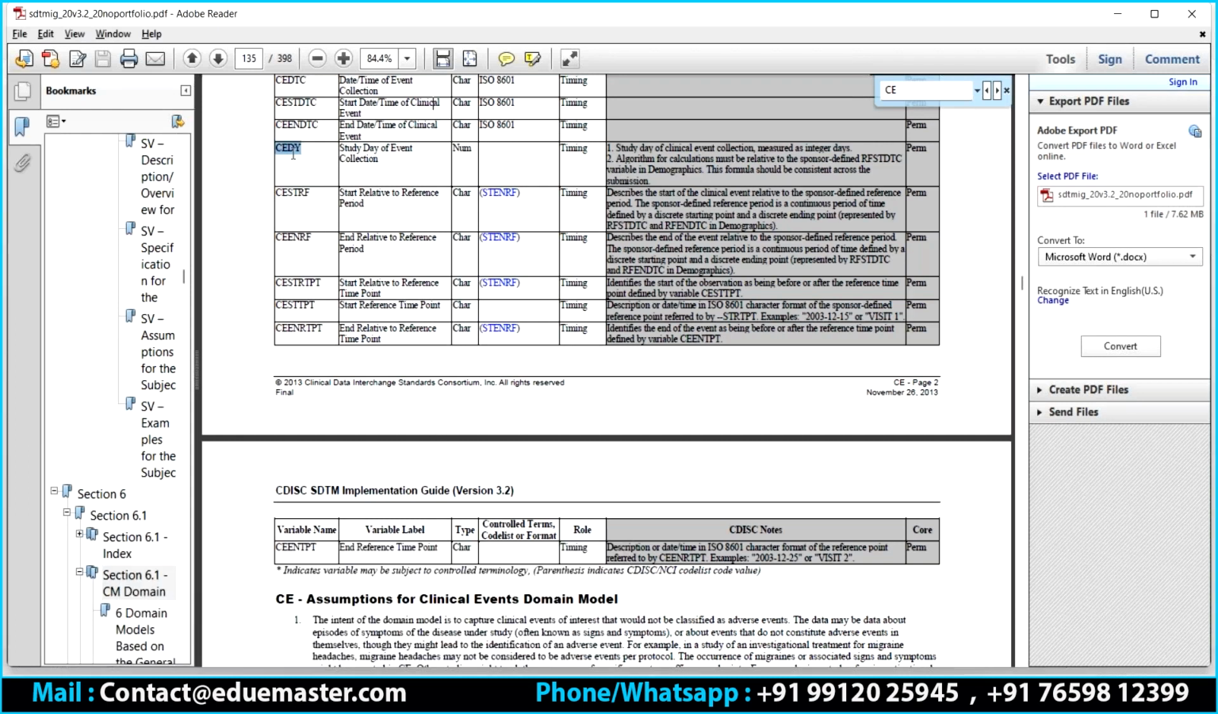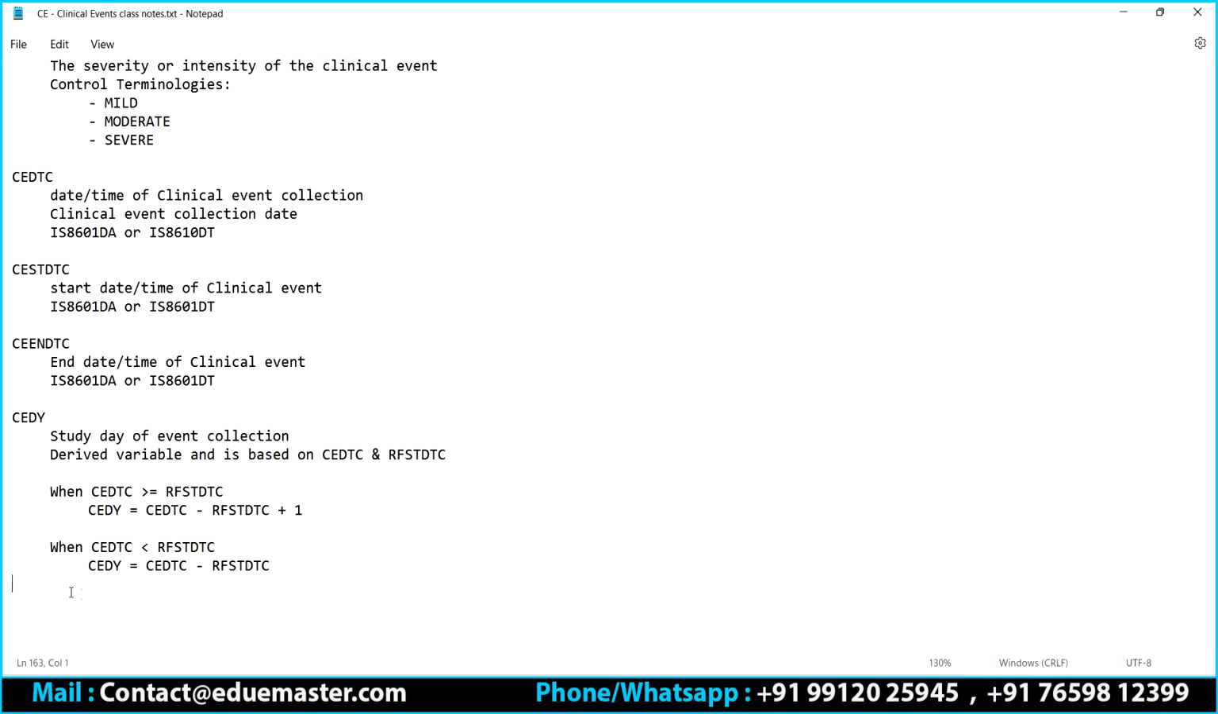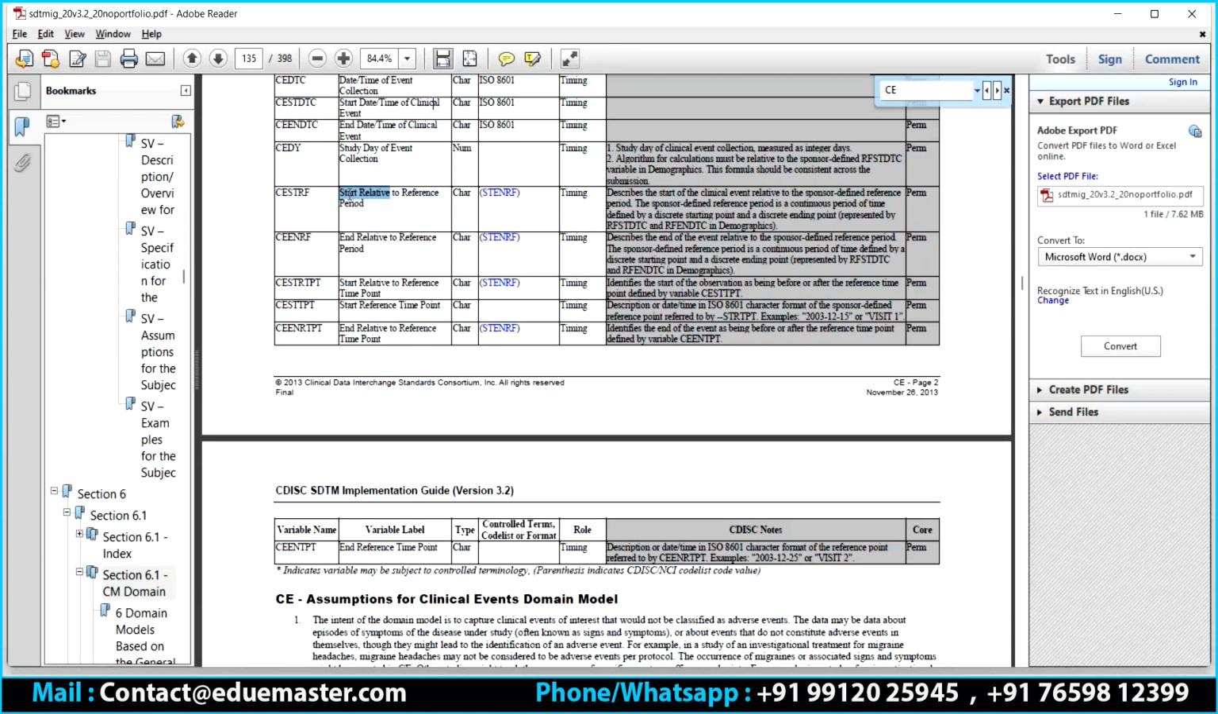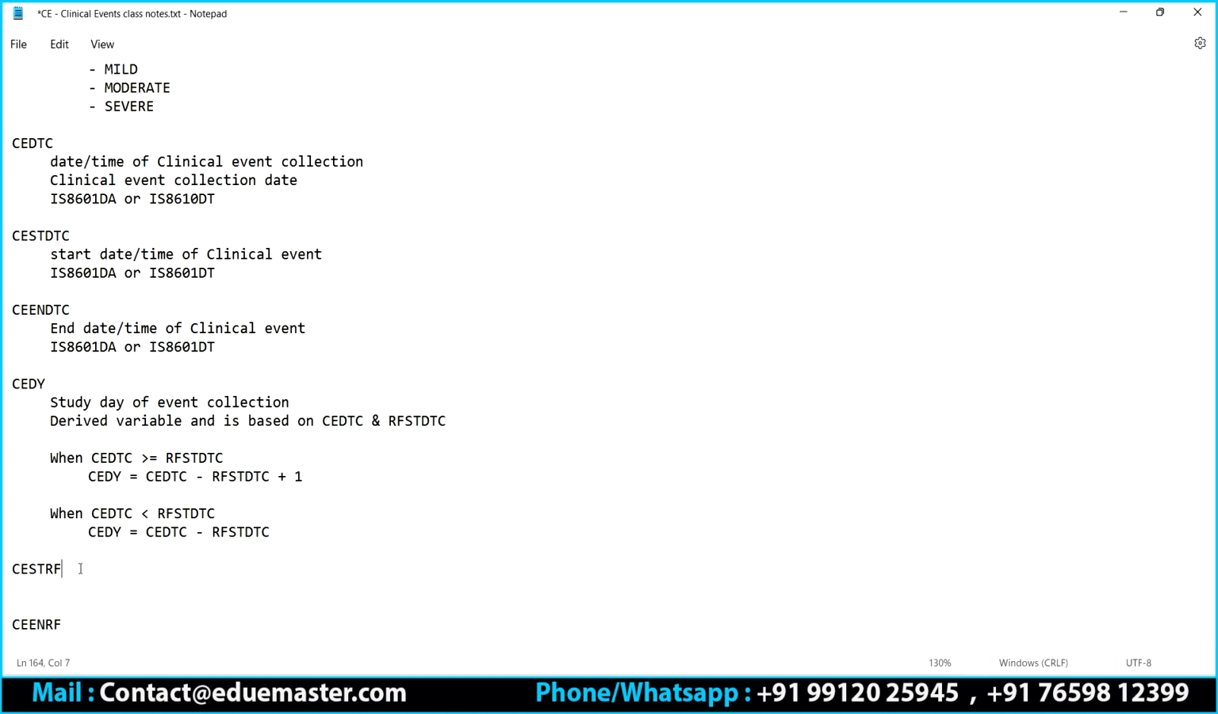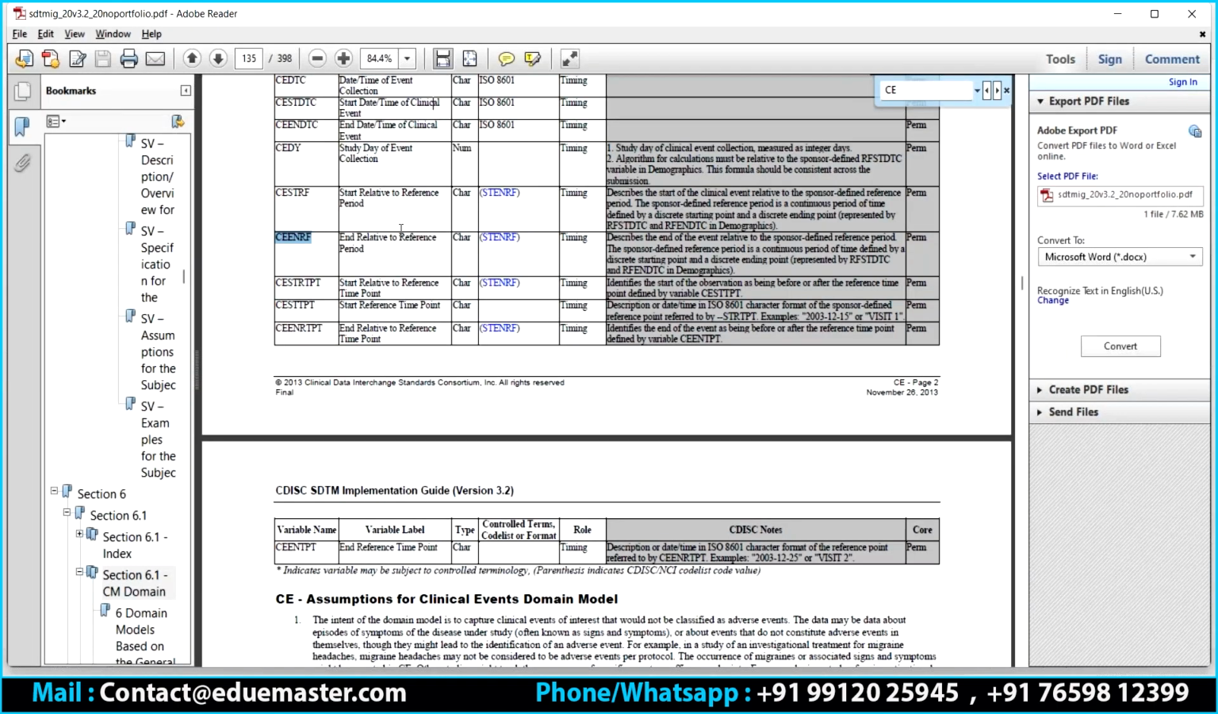All right. So what was the last thing we discussed? CEDY. Now let's go with the next one, CESTRF. It is going to be a reference point. That is nothing but what we generally go with, ENRF, right? The ENRF is going to be our end reference relative point. So this relative time period is going to be given by a sponsor, correct?